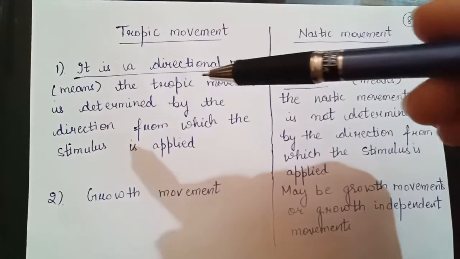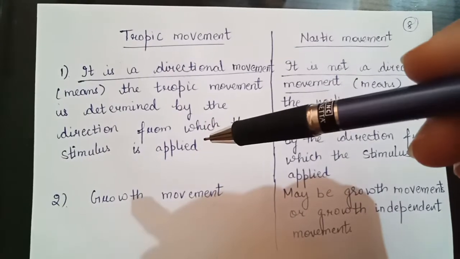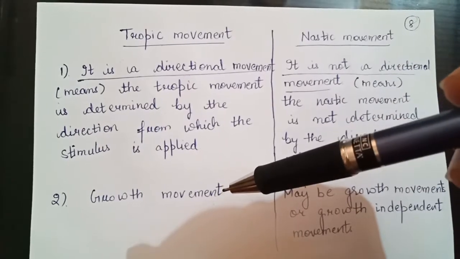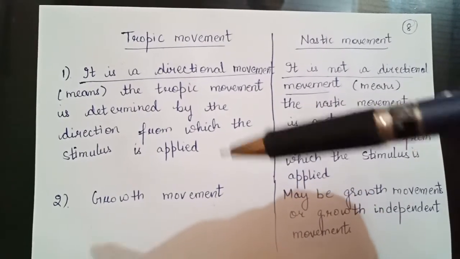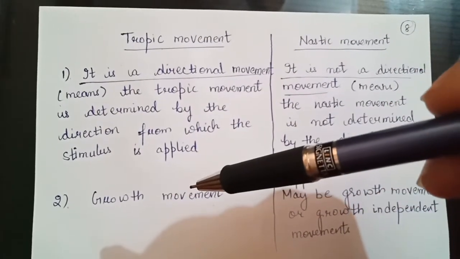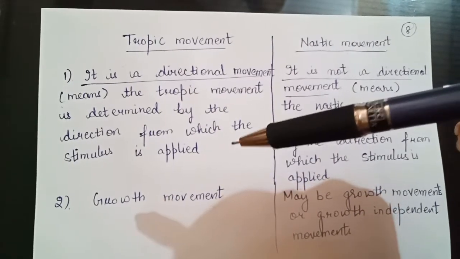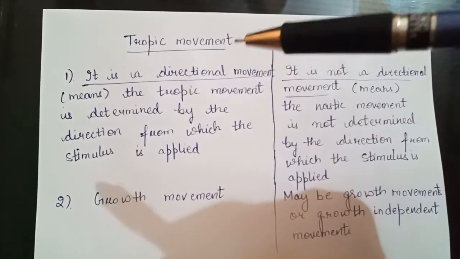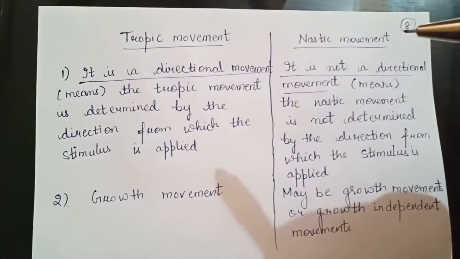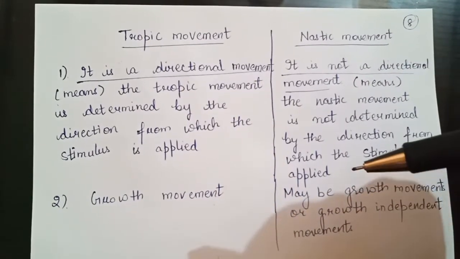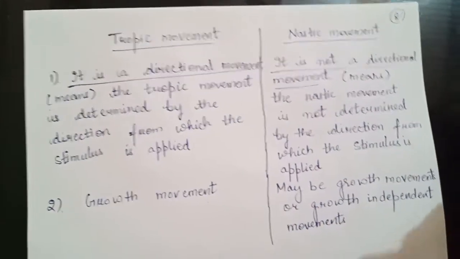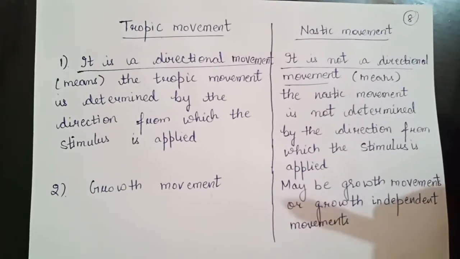Second, in tropic movement the response of the plant is always a growth movement, like the stem or root growing toward the stimulus, whether it is geotropism or chemotropism, like the growth of the pollen tube. So tropic movements are considered growth movements, but some types of nastic movement are growth movements and some are growth-independent movements. So they may be growth movements or growth-independent movements.